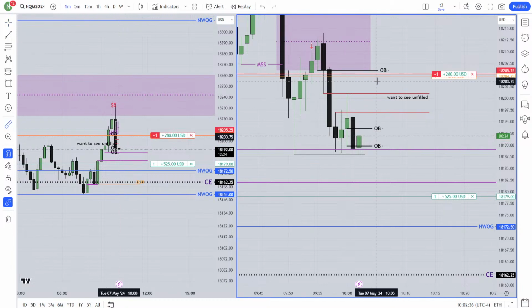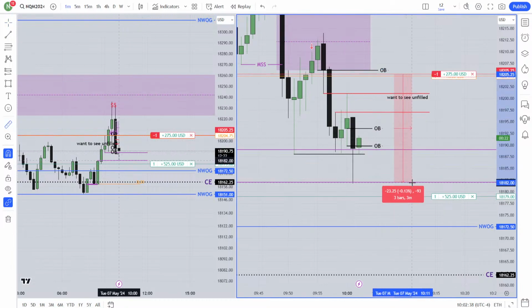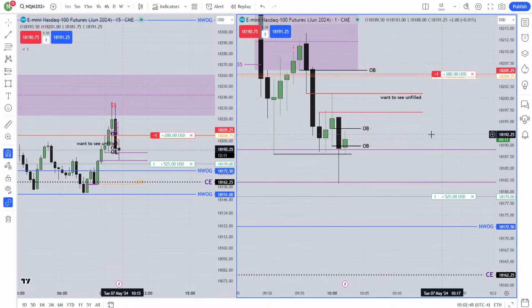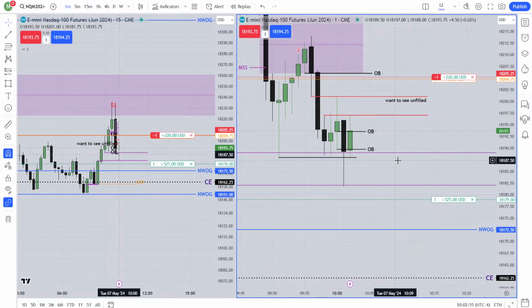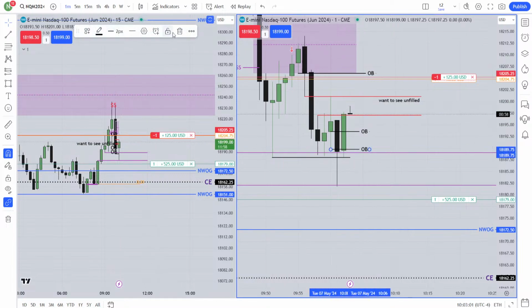By the way, from here to here, 23 handles. Is that enough for you? If you take more than one contract, did you take a partial around that area? Did you take it? I don't know. You should have taken some partial. As market reached the open, I'm going to remove it.